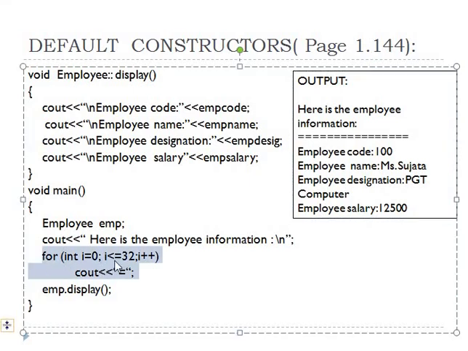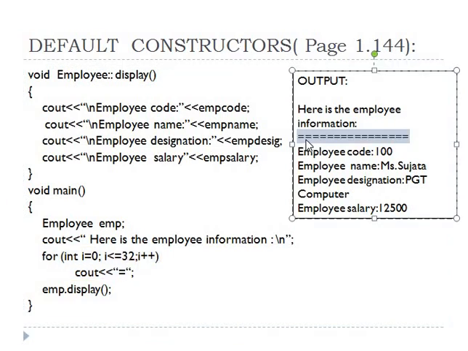Then in the next line it starts a for loop, and with the help of this for loop it prints the equality operator 33 times, because if you count from i equal to 0 till i less than or equal to 32, 0 to 32 means 33 times. So 33 times this equality operator is going to be printed in the output.